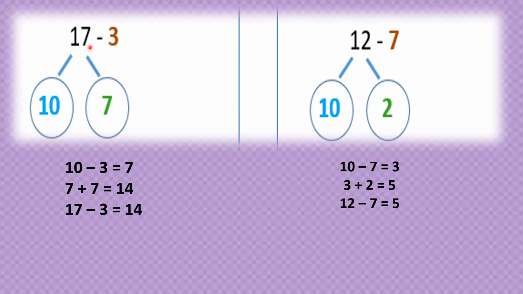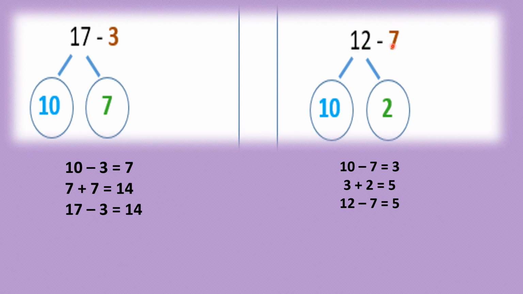Okay, let's solve it directly. 17 minus 3. What is 17 minus 3? Do it in your rough work. You get 14. Yes, you do get 14. That means my answer through the method is correct.